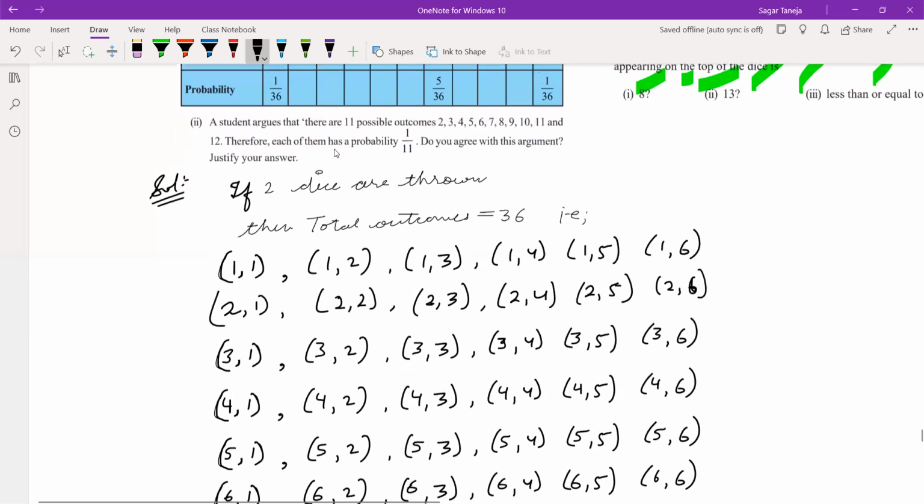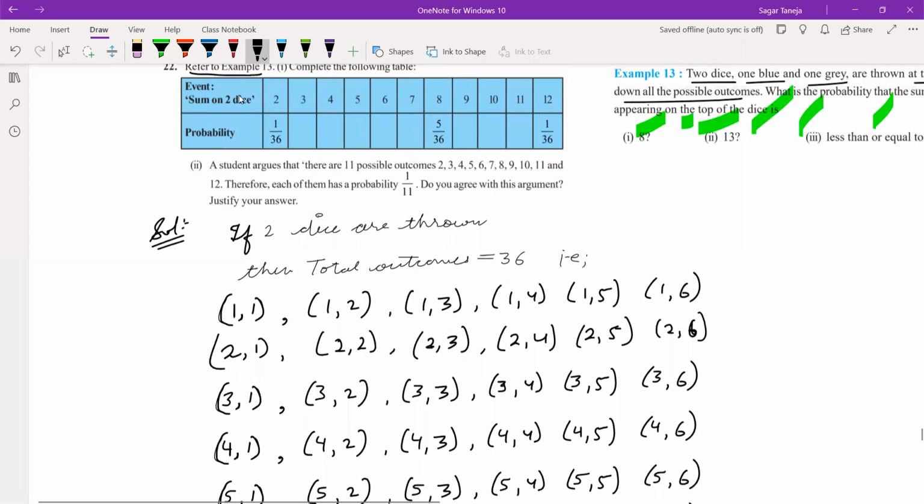Now what they're talking about, now read the question. It is given that if the sum of two dice is two, then the probability is 1/36. If the sum of two dice is eight, then the probability is 5/36. And if the sum of two dice is 12, then the probability is 1/36. Like this, some of the probabilities are given and some we have to find. Now see this, a student argues that there are 11 possible outcomes, 1, 2, 3, 4, 5, 6, 7, 8, 9, 10, 11, and that's why the probability is 1/11 for each of them. So everything mentioned here is wrong according to that student. These three probabilities are also wrong according to that student. Do you agree with this argument?